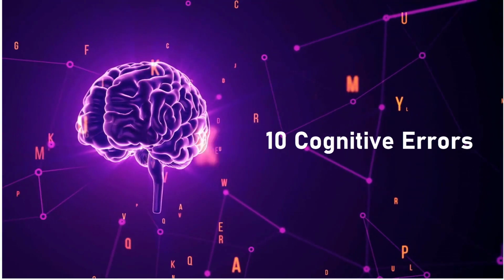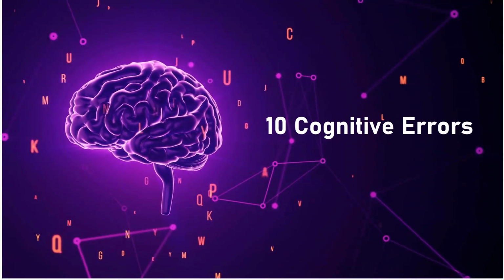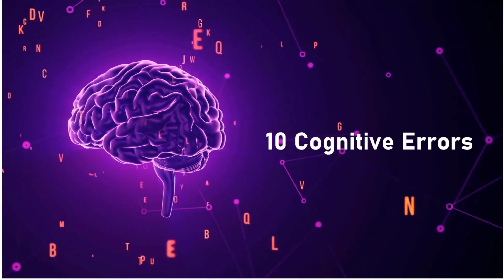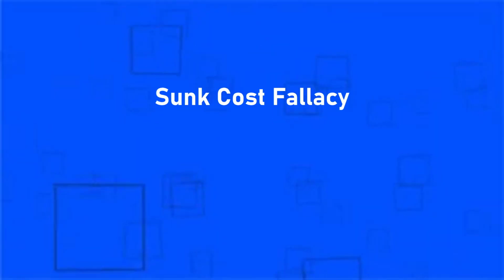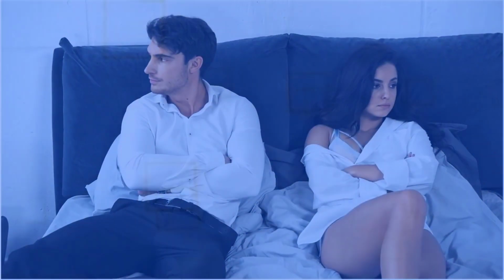We all like to think of ourselves as rational and logical people, but the truth is, we are susceptible to all sorts of cognitive biases and errors that can lead us astray, both in our professional lives and in our personal lives. Here are 10 of the most common cognitive errors we make without realizing it and how we can avoid them. Number 1 is the sunk cost fallacy.